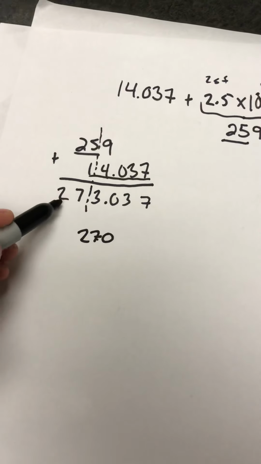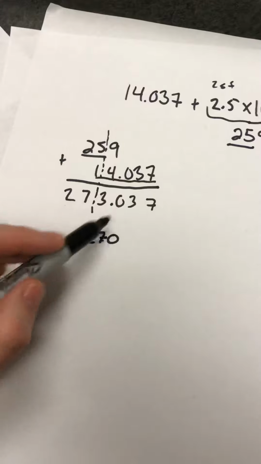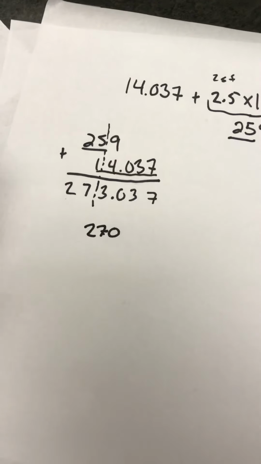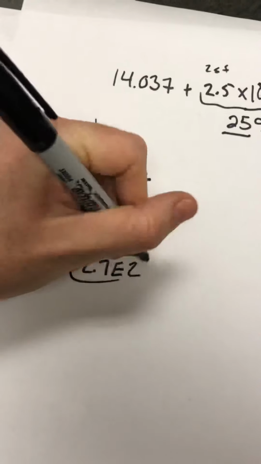We know the 2 is in the hundreds place, the 7 is in the tens place. We don't know anything over here, so we just put a 0 in place of it. Our answer in scientific notation would be 2.7 E2.